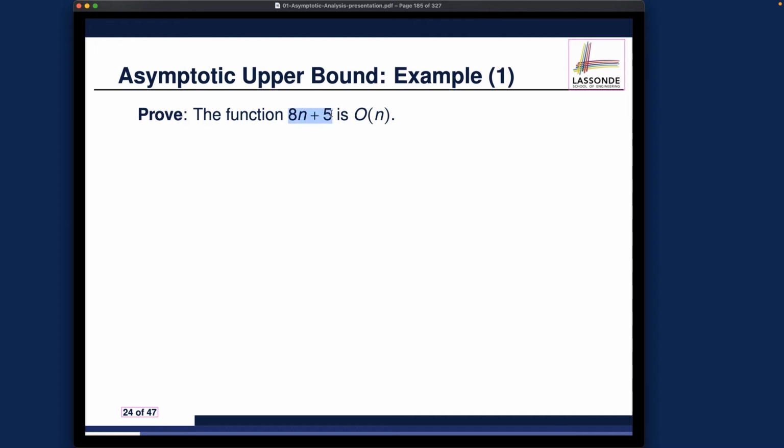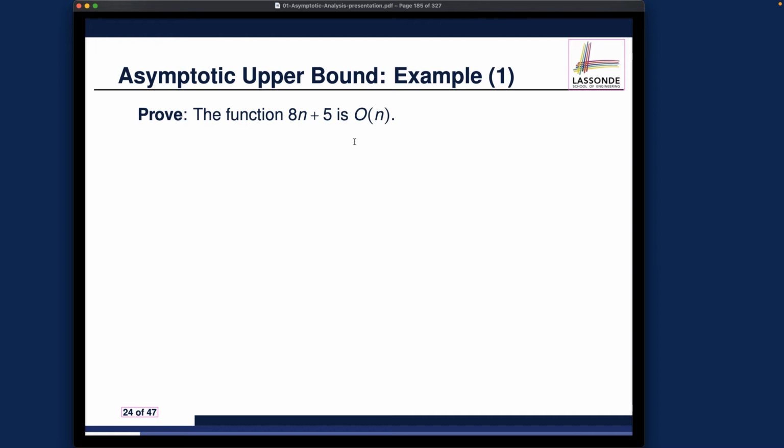I want to prove that 8n plus 5 is a member of the family of functions of n, the linear function. Alternatively, we can say 8n plus 5 is big O of n, right? Remember the different ways of saying the same thing. How do we prove it? Based on what we said so far, you should be ready to prove it by using the definition and the visualization I just illustrated to you.